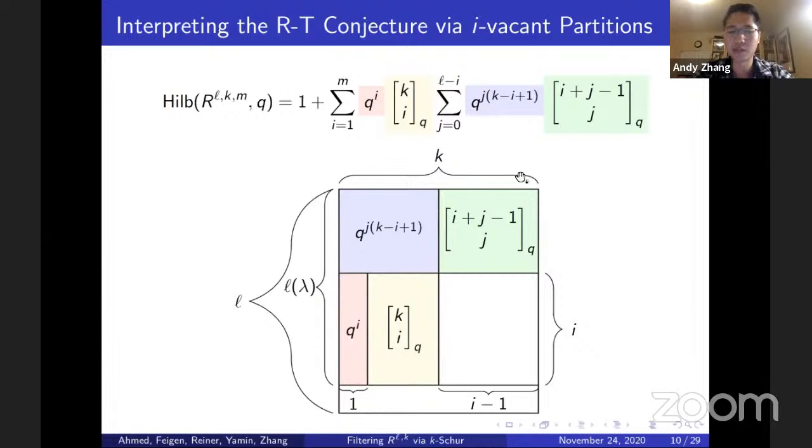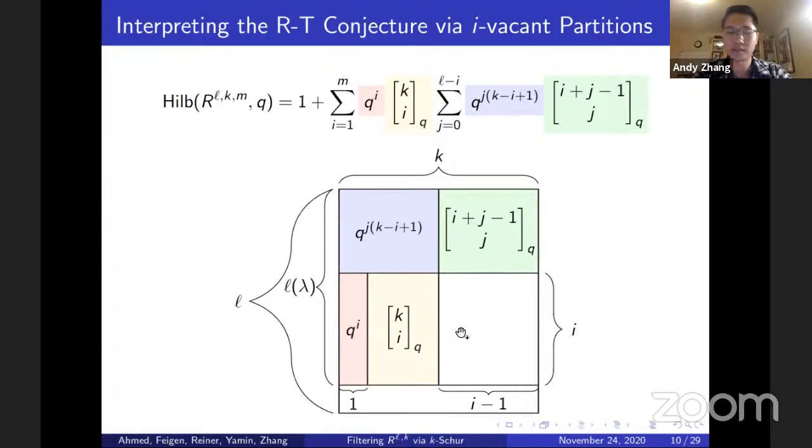If we know that this partition is I-vacant, then we know for sure that the blue region is filled completely, and so is the red region. However, we're not sure about the yellow region or the green region. There could be any partition that fits inside the ambient rectangle, and that's why we have the q-binomial coefficients here.